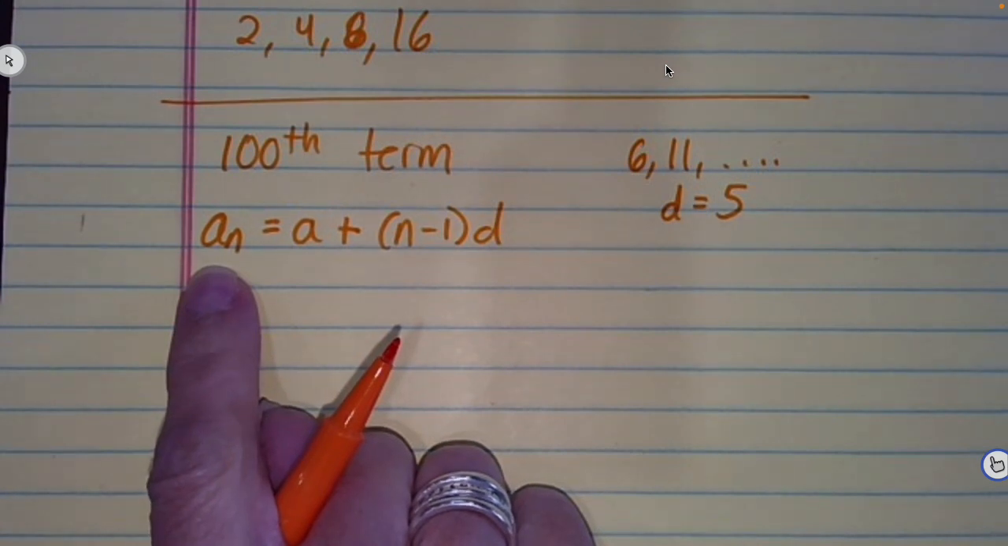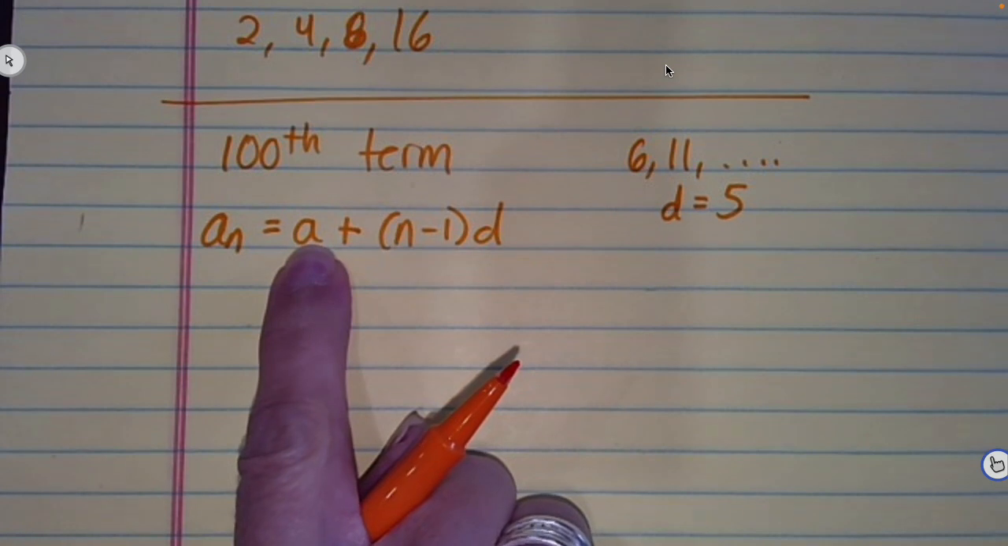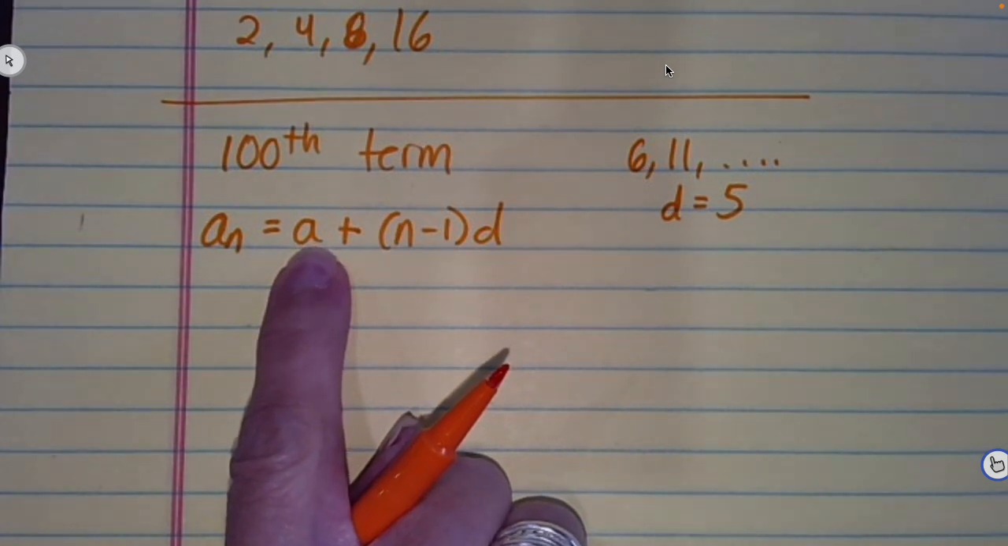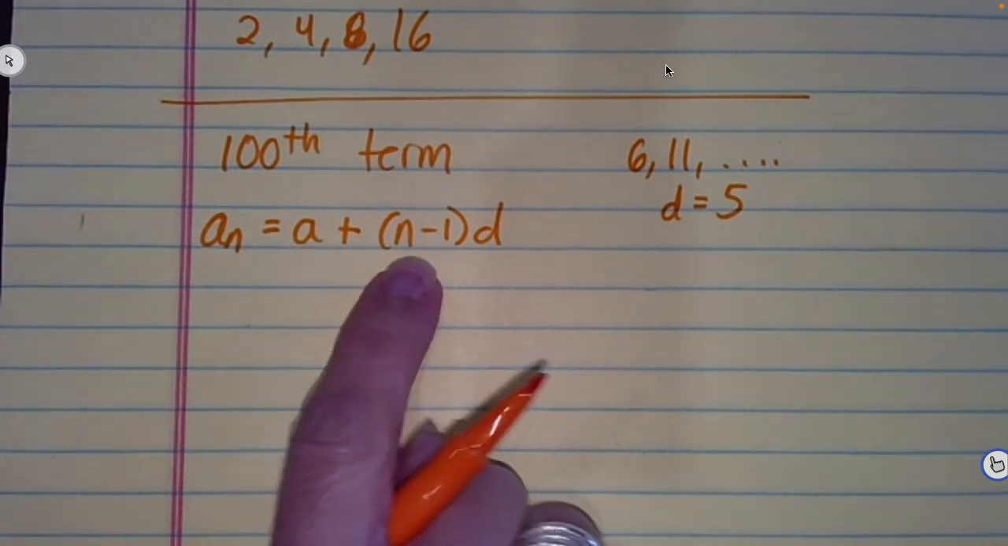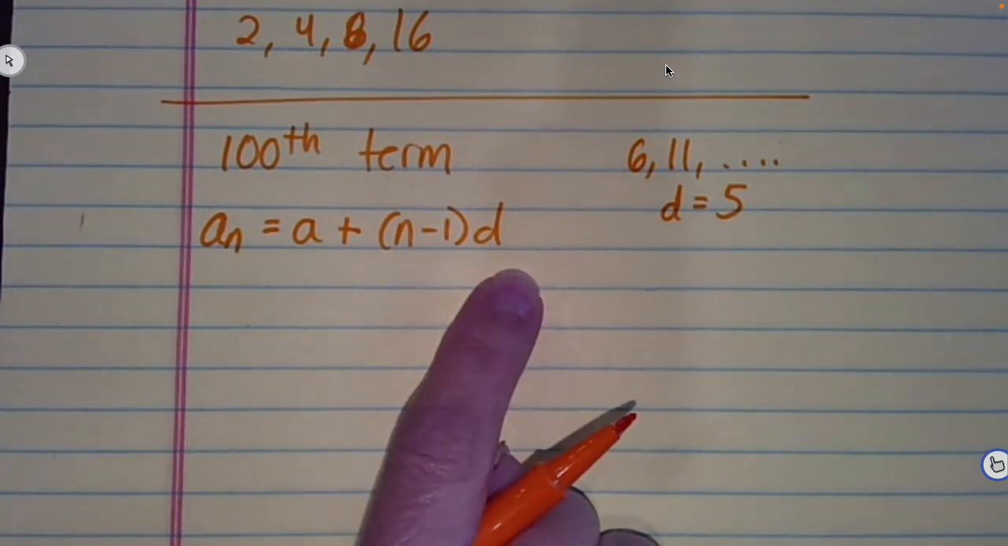You're going to look for a term. I'm looking for the 100th term. A is our first number in our sequence. What is our first number? 6. N is the one we're looking for, 100, and D is our common difference.